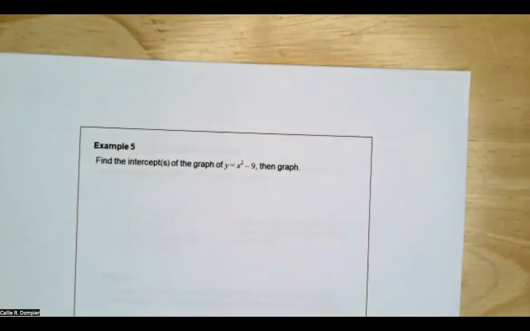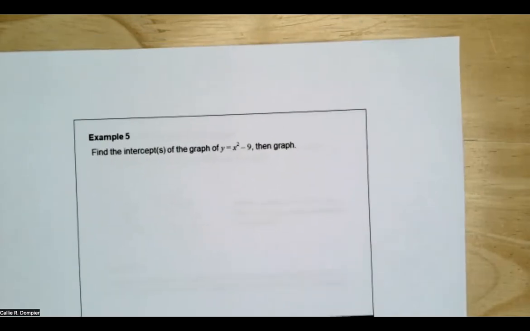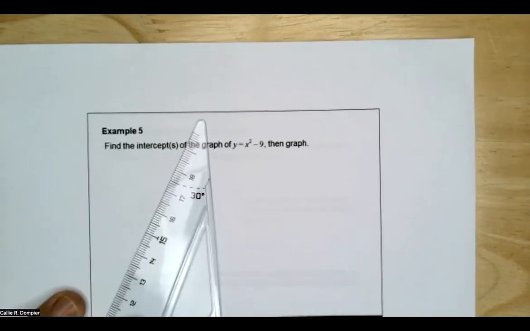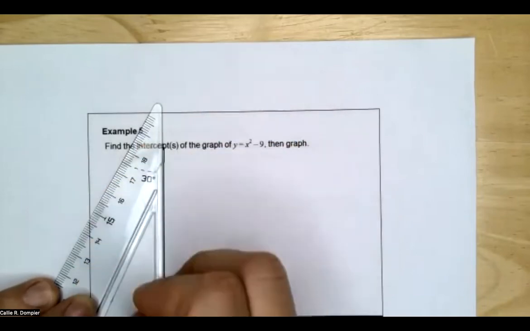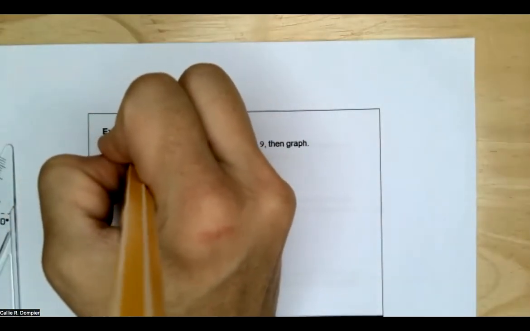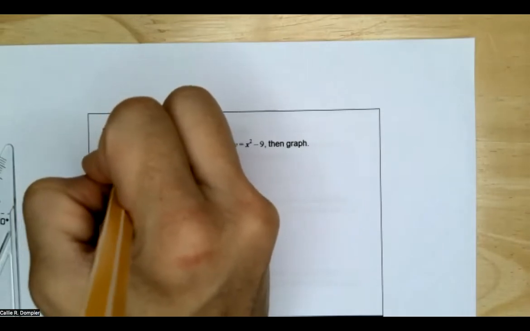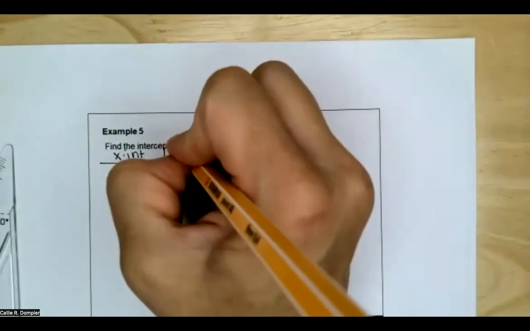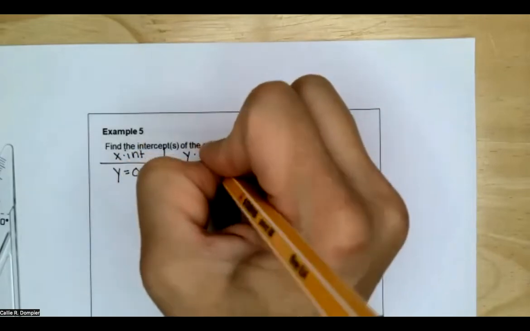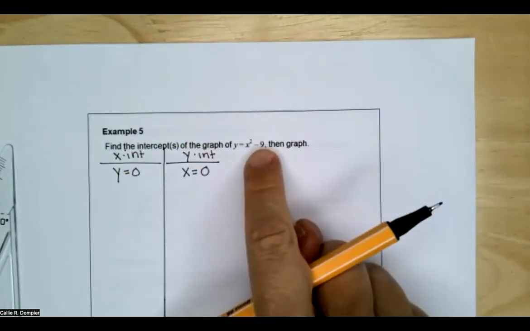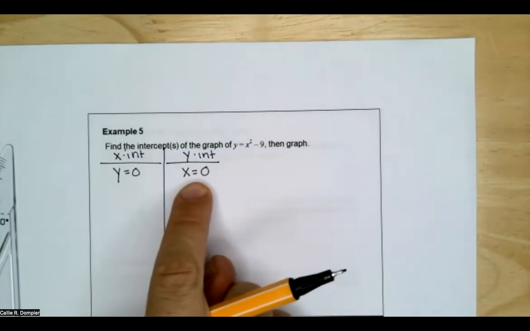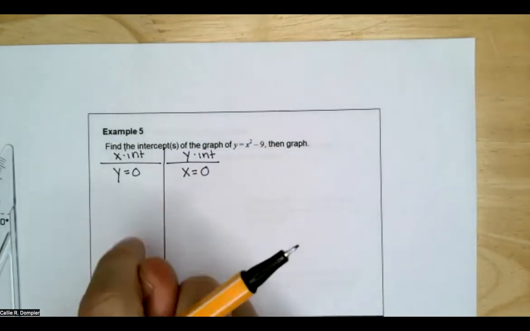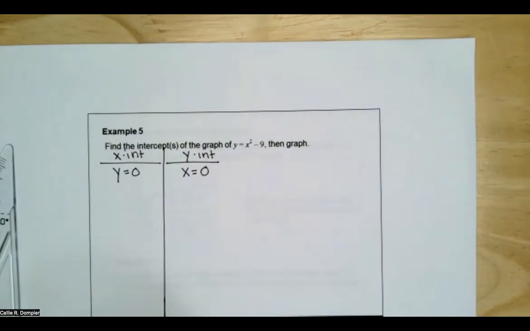Find the intercepts of the graph of y equals x squared minus 9 and then graph it. So if we needed to find the values of the intercepts without graphing it, you would just take your equation. For the x-intercept, remember, y is 0. For your y-intercept, x is 0. So that same equation, here we're going to set y equal to 0. Here we're going to set x equal to 0. When y is 0, what is x? That will be your x-intercept.